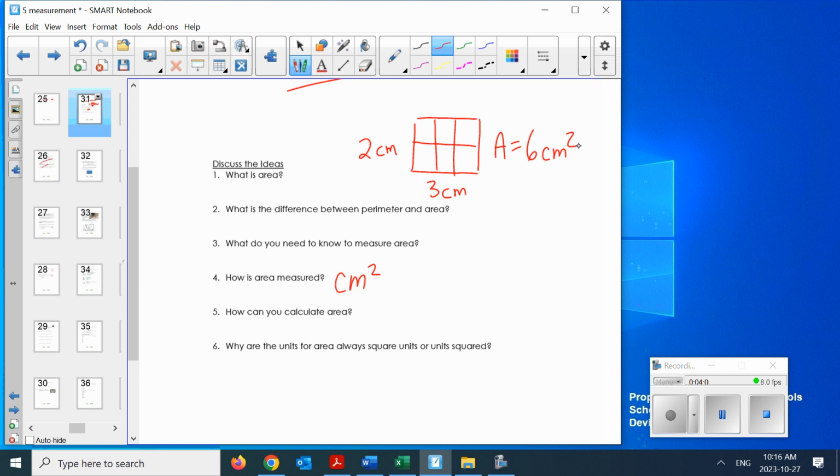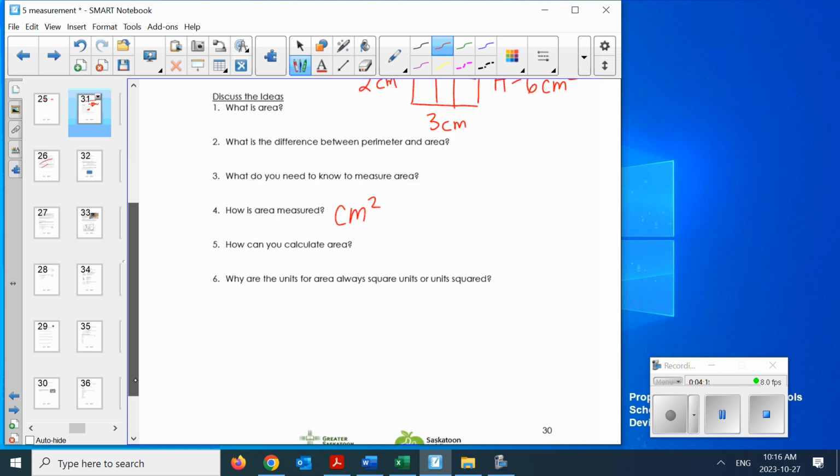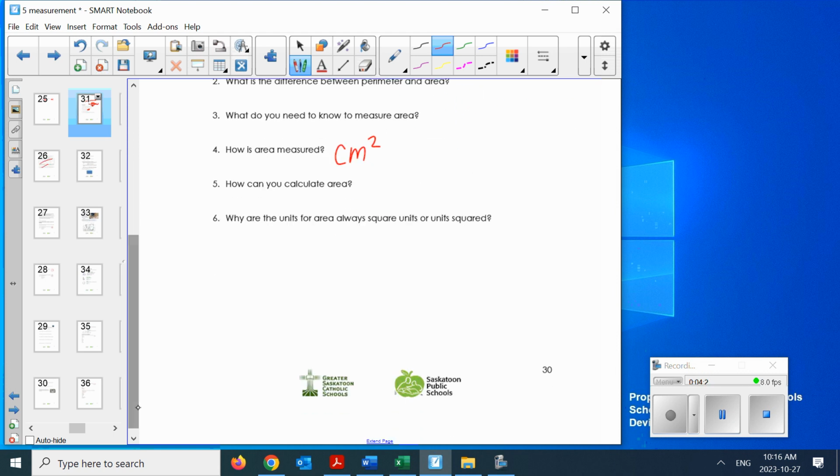It could even be things like acres. That's an imperial system thing. Or hectares is a metric one. We won't get into hectares. Calculate area by length times width for a rectangle. Why are they always units squared? Because you're literally figuring out how many little squares you could fit in there.